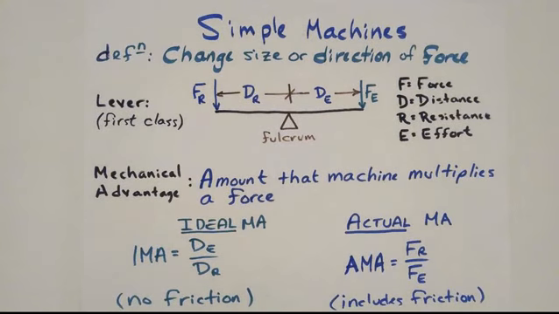The mechanical advantage is the amount that a machine multiplies a force. Now we say multiplies a force, note that this number can be less than 1. So the simple machine can actually reduce the amount of force as well.